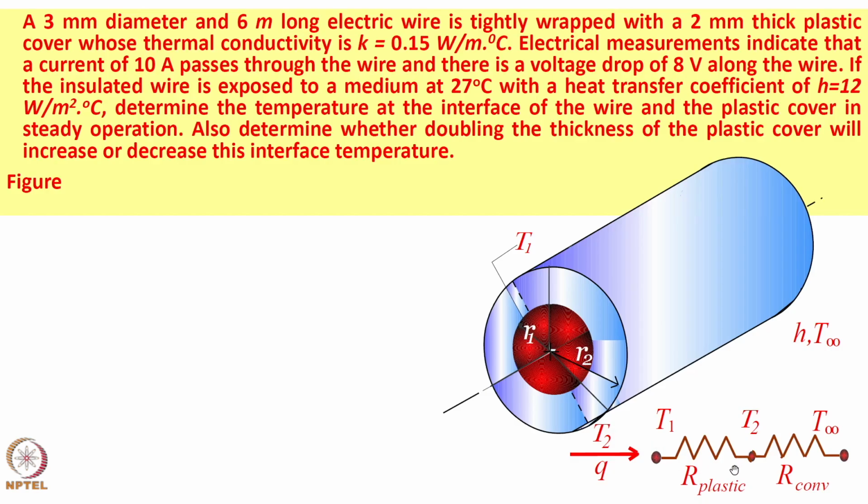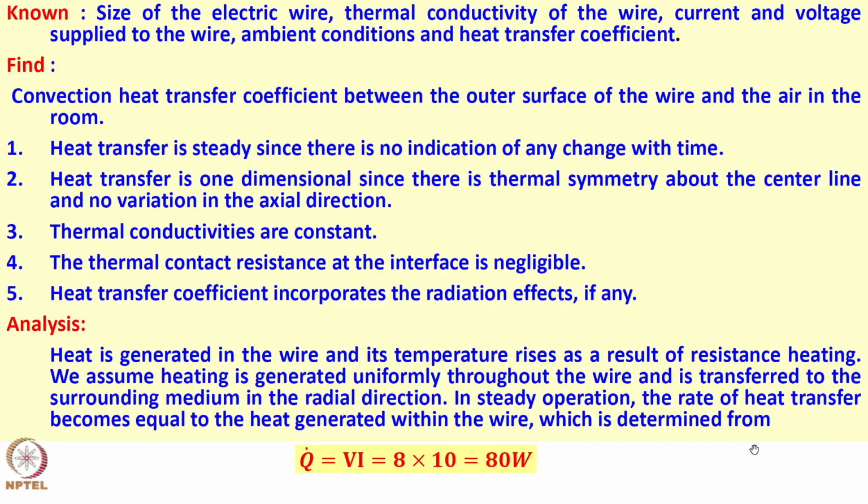Okay. K of insulation is given. So, R insulation can be calculated because dimensions are given, R1 and R2 are given. Q is given, because Vi is known. R convection, outside dimension is given, H is given. So, R convection is given. So, everything is given, you can calculate the temperature. So, let us go through this.